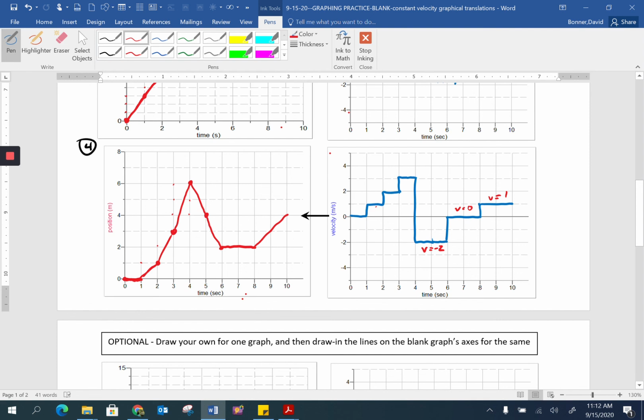And there's our position time graph. These are both going to describe or depict the same constant velocity motions, just in different ways because they are plotting different values on the y-axis.